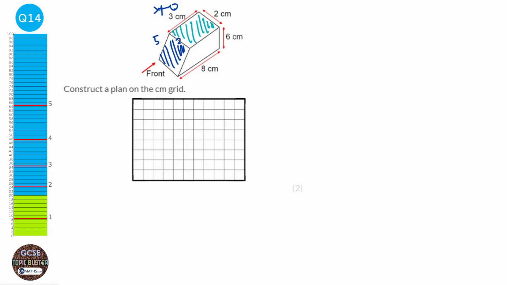So let's draw that on, and so we've got 2 centimeters down, and we've got 5 across. 1, 2, 3, 4, 5. And this is what it would look like from above. Now the other part will be the same 2 centimeters, but it will be 3 centimeters across. So we have 3 centimeters across. Now whenever you have a join or a change in elevation, you need to show that with a line across, and so this will be our completed answer.